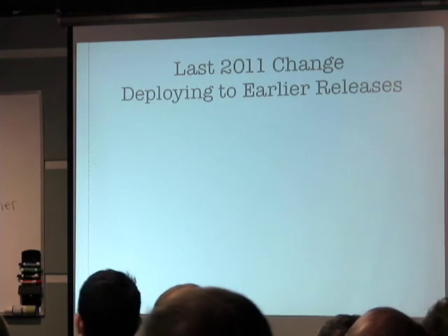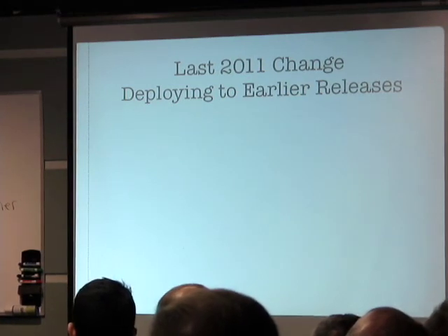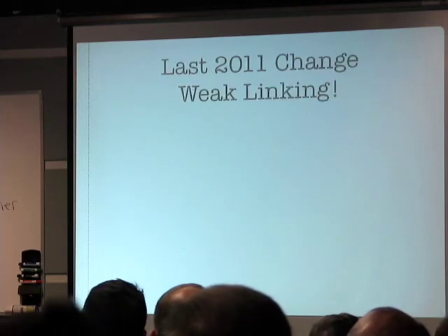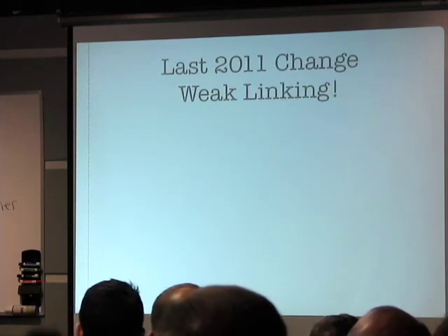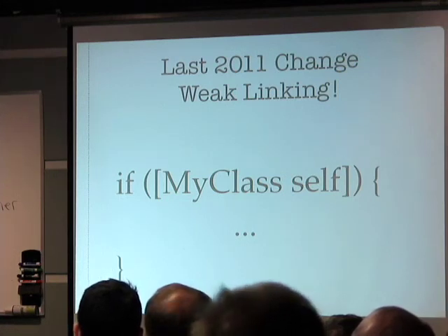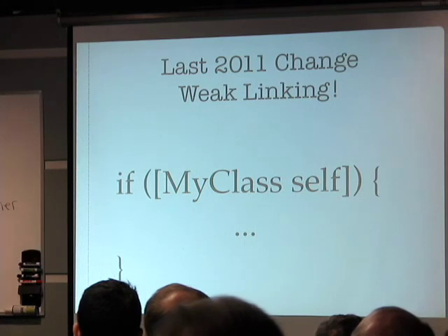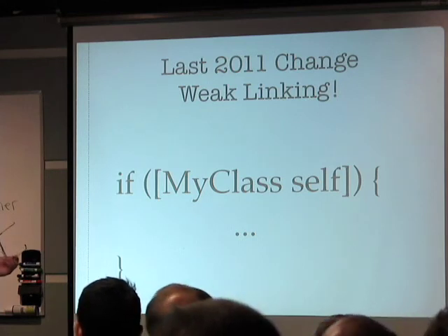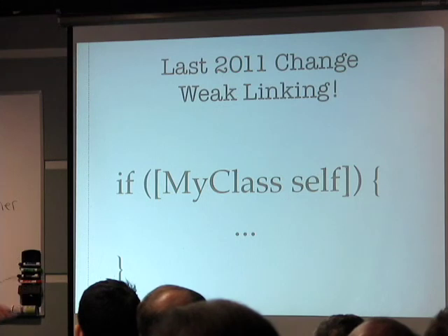The last change in the 2011 release was called deploying to earlier releases. I hate that name. I call it weak linking. Any of us old Macintosh users from Cocoa days know what weak linking is. It means basically, if you don't have that object, you can say, hey, is that object there? If it's weak linked, it will automatically at runtime be linked in. If it's not there, it'll be nil, and your code can check to see if it's nil or not. This is our way of doing what used to be called Gestalt type of devices. You check to see, does this version of the address book support this call?